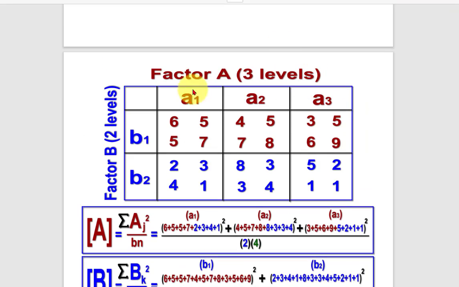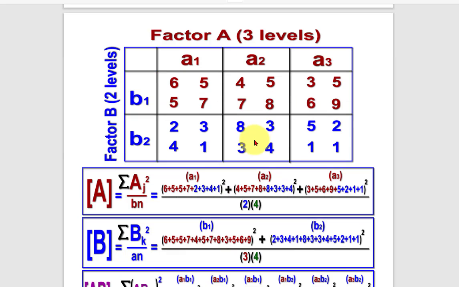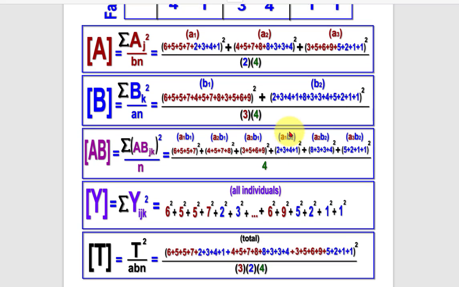So in our example, we only got 2 levels of A, but we have 3 levels of B. So basically, think of it this way. We got an A1 with a B1, B2, B3. We got an A2 with a B1, B2, B3. Okay, and again, we're going to go ahead and start calculating.